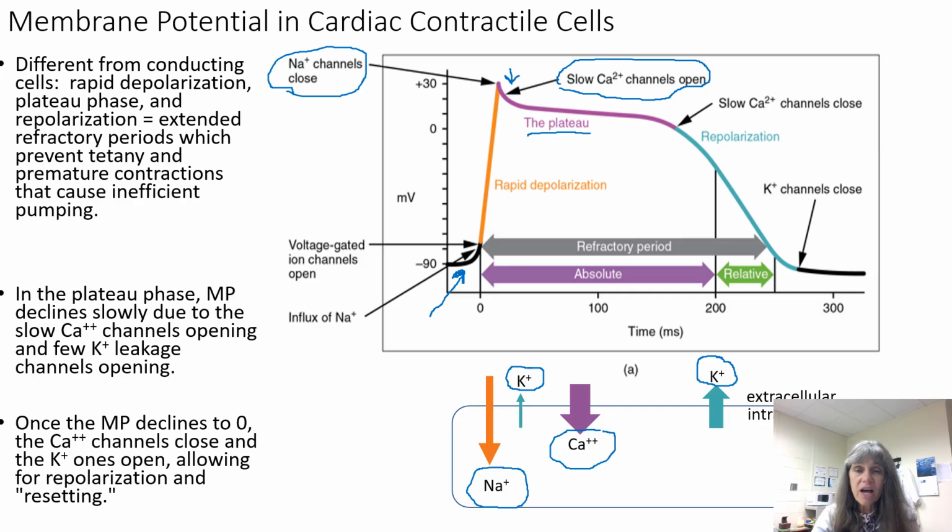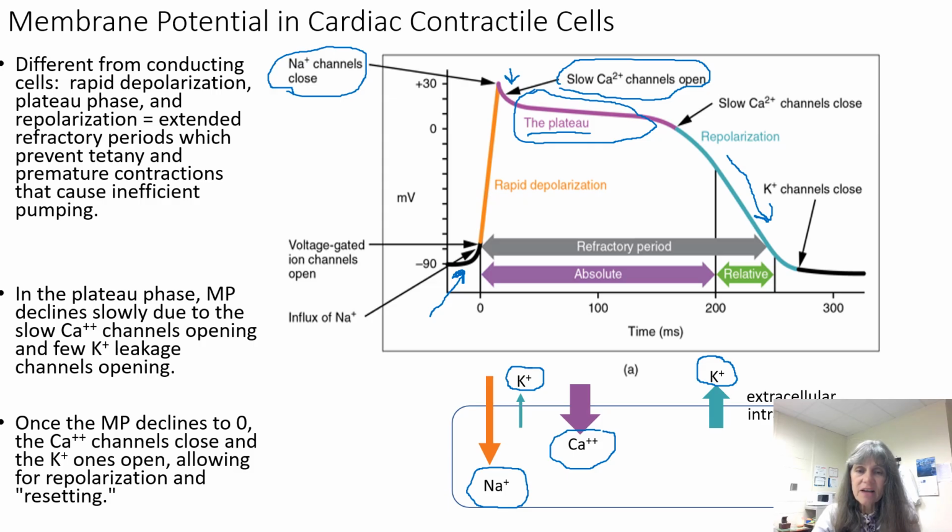This time we've got calcium coming in, and that keeps the membrane at a more positive level, causing that plateau. And eventually calcium channels are going to close, and so no more calcium can come in, but as the potassium channels are now open, we have more potassium leaving, going out. That makes the membrane more negative, and it helps to repolarize.